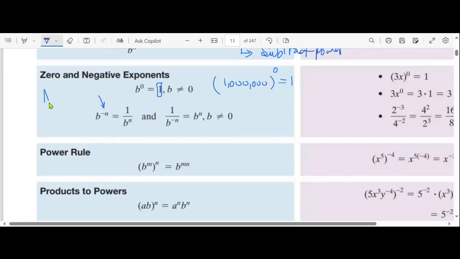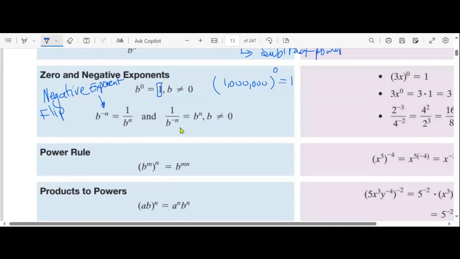Now, what about negative exponent? What should I do with the negative exponent? You need to flip it, right? So here I have b to the power of what? Minus n. Then you have to do what? You have to flip it. It becomes 1 over b to the power of n.